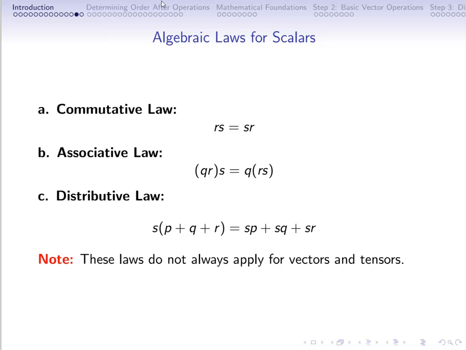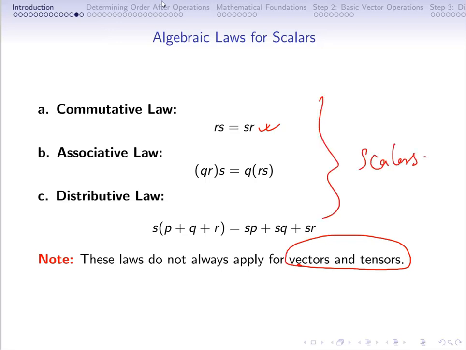Now here some algebraic laws for scalar. Commutative law: RS can be written as SR. Associative law: Q into RS equals QR into S. Distributive law: S into P plus Q plus R, so we can write SP, SQ, SR. These laws don't always apply for vector and tensor, remember that. These laws are for scalar, not for tensor and vector.